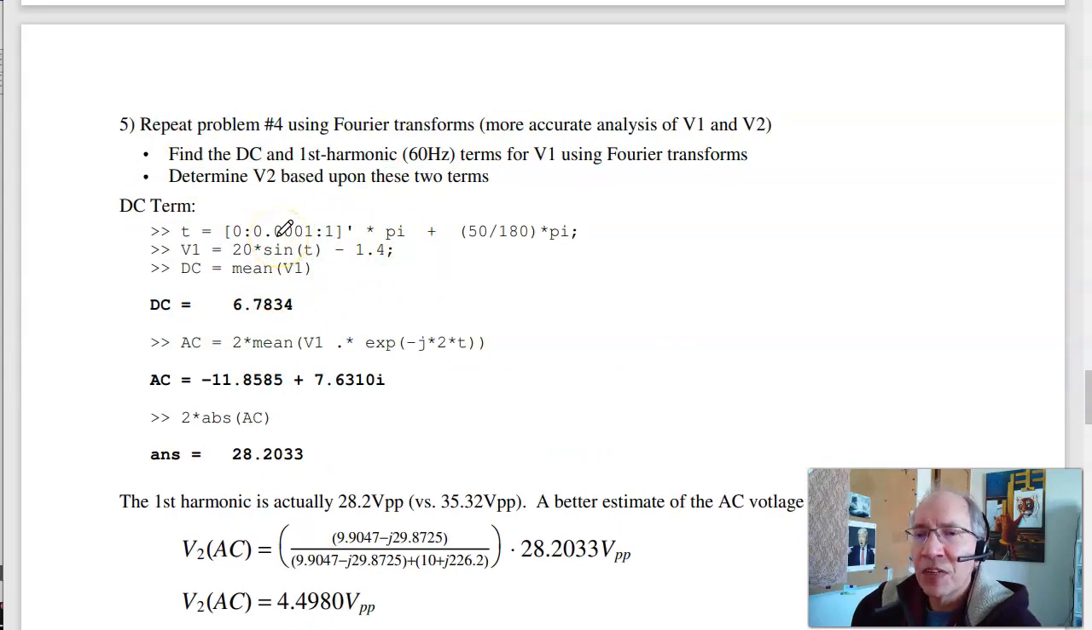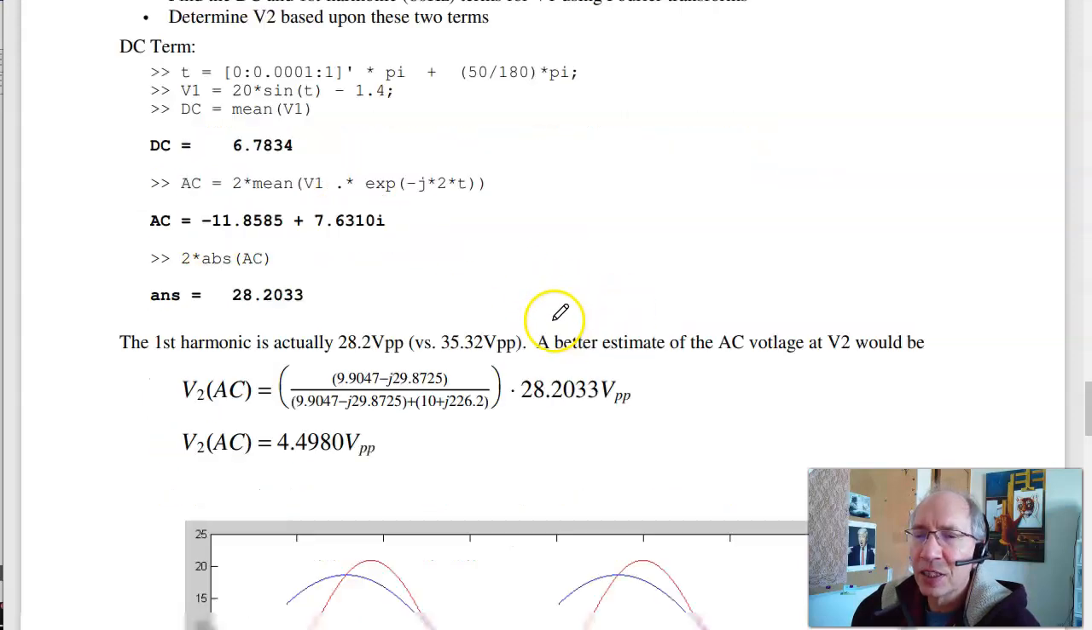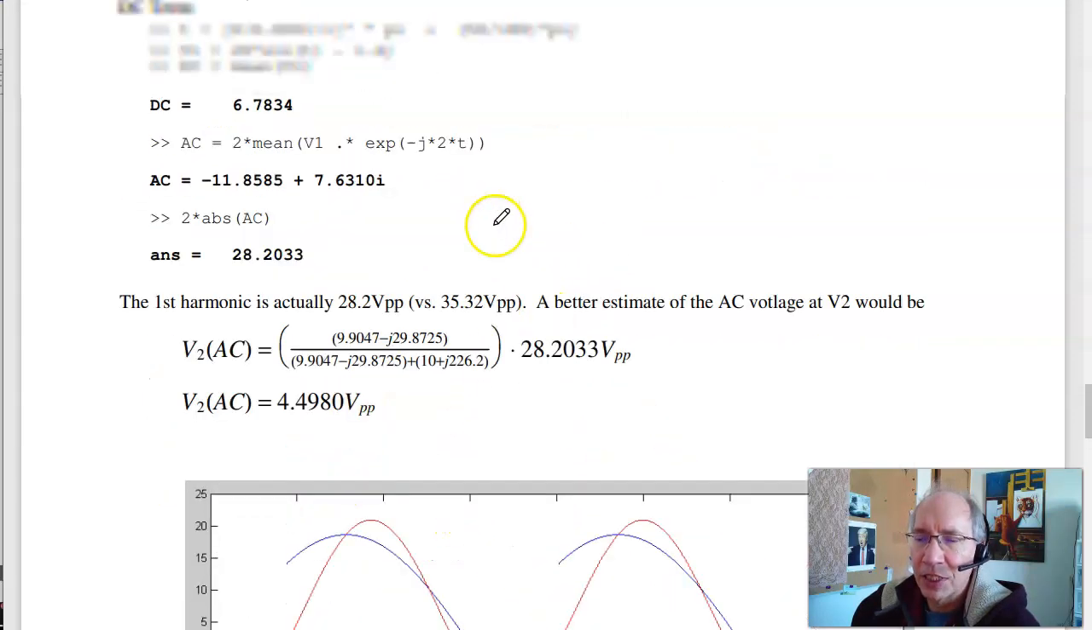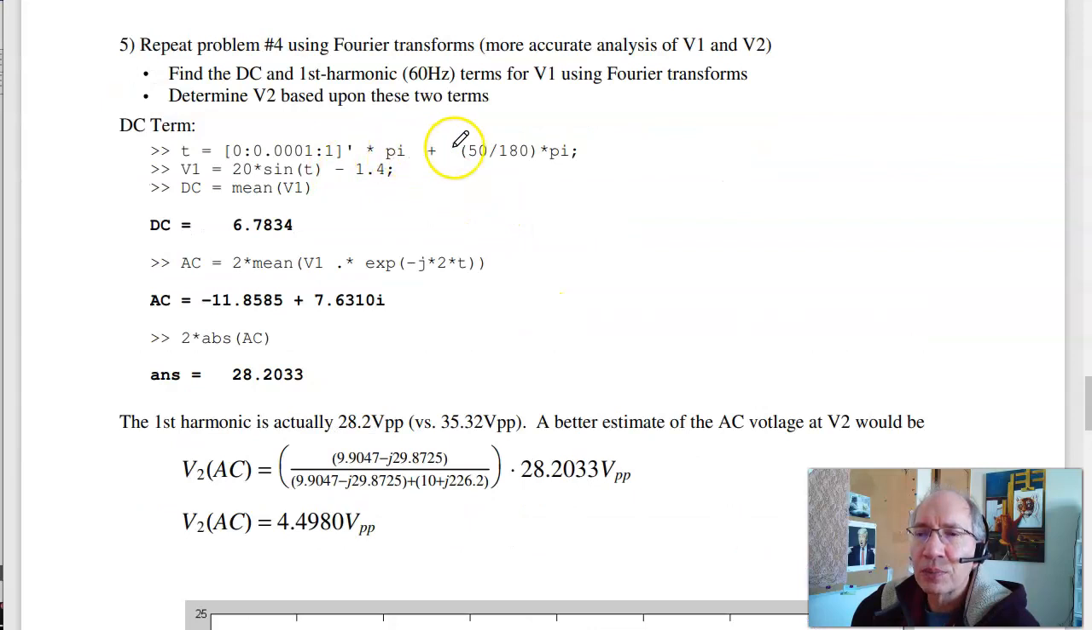I first have to input the waveform into MATLAB, so time just goes 0 to pi in half a cycle, 0 to pi, shifted by 50 degrees, converted to radians because anything in degrees isn't natural. So V1 is just 20 times the sine of that, minus 1.4, because I've got 2 diodes. The DC level is just like we calculated, 6.78 volts.